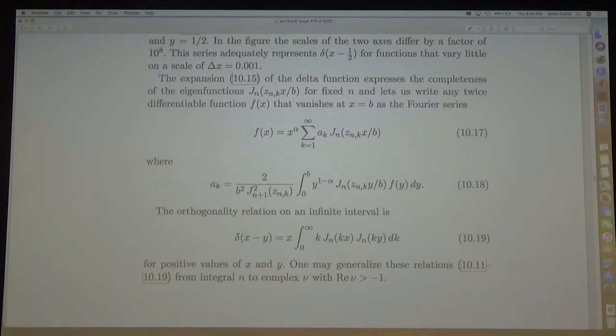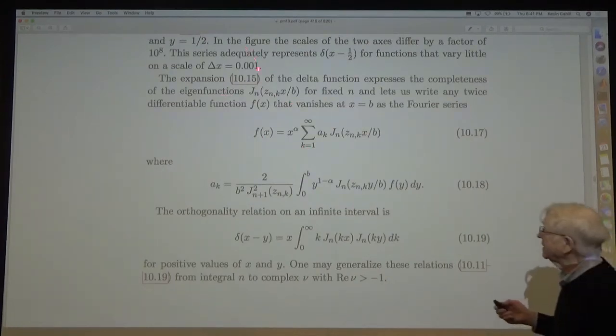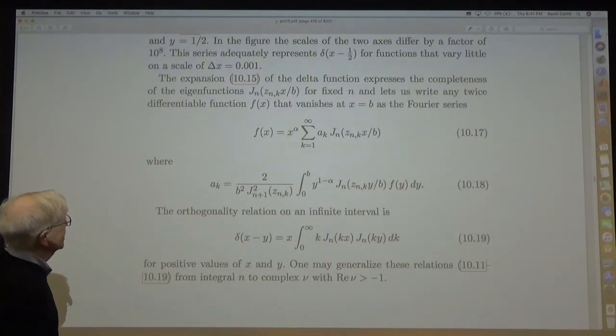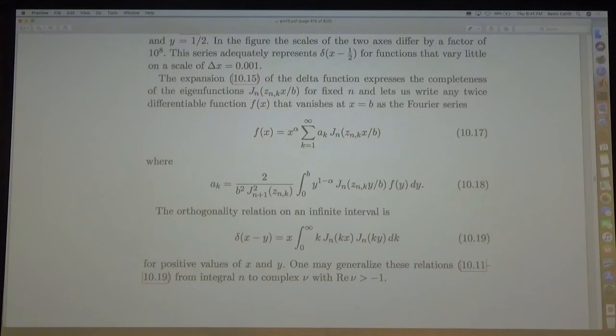So the fact that we can expand the delta function in terms of Bessel functions means that the Bessel functions are complete, so you can express any function that's suitably, say, twice differentiable on this interval 0 to b as x to the alpha, and then this sum. Alpha is just some parameter between 0 and 1, and then these coefficients are given by y to the 1 minus alpha times the integrals of f with J.